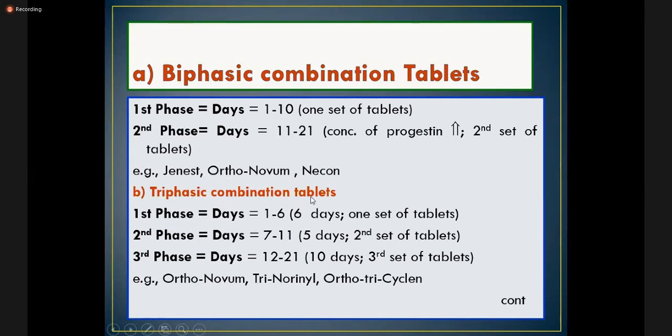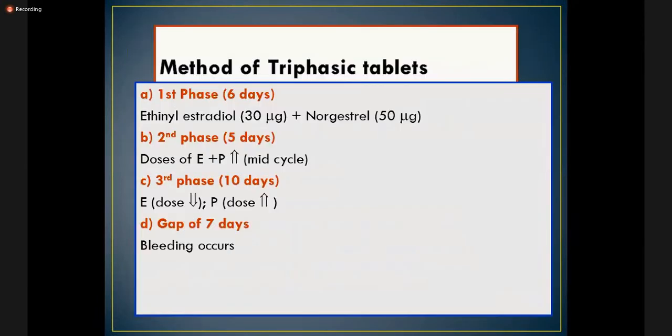Triphasic combination tablets: the first phase, from day 1 to day 6, has one set of tablets. The second phase is from day 7 to day 11. The third phase is from day 12 to day 21, and there is a gap of 7 days. So these are the different generic or market preparations of these triphasic combination tablets.